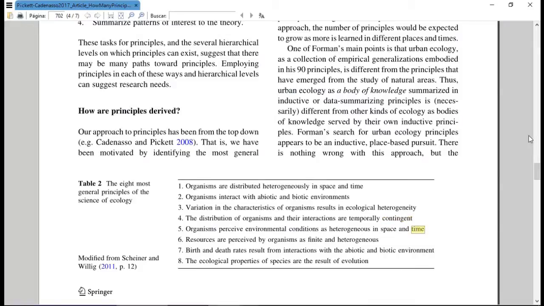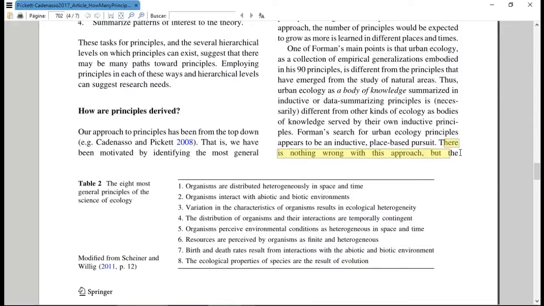5. Organisms perceive environmental conditions as heterogeneous in space and time. 6. Resources are perceived by organisms as finite and heterogeneous. 7. Birth and death rates result from interactions with the abiotic and biotic environment. 8. The ecological properties of species are the result of evolution.